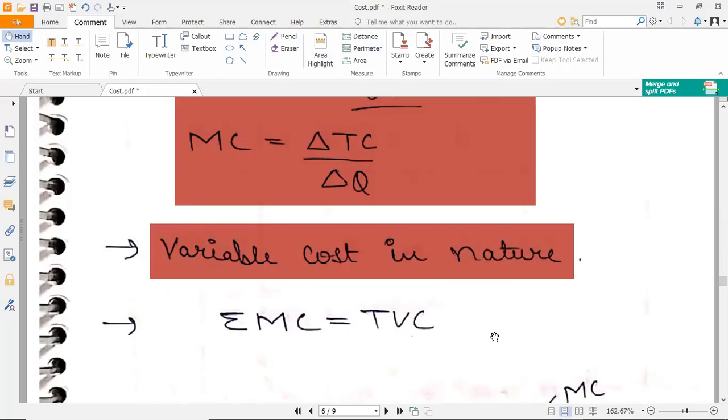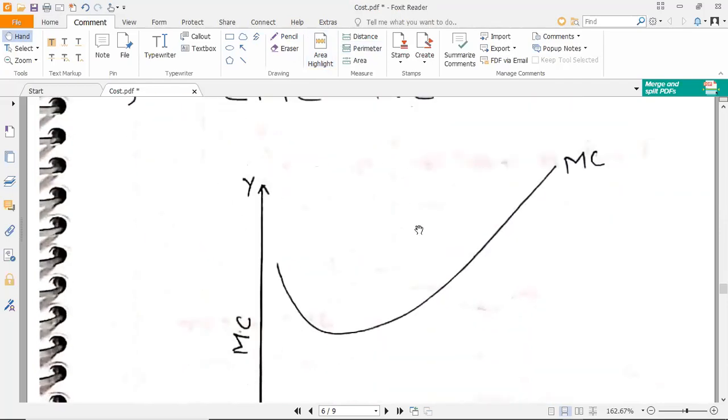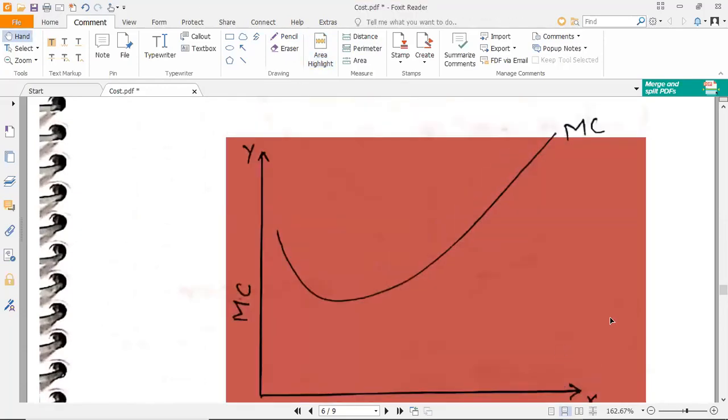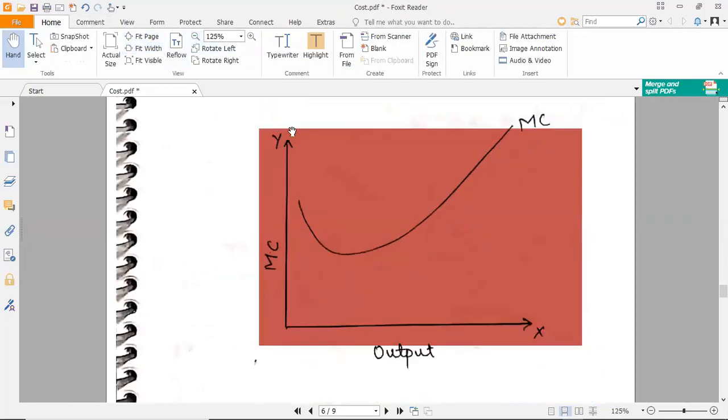There is another formula of marginal cost, that is total variable cost. Sigma MC becomes TVC. If we keep adding marginal cost, we'll be getting total variable cost. And since marginal cost is again variable in nature, its shape is again U shape. Marginal cost curve is again a U-shaped curve, as we can see here.